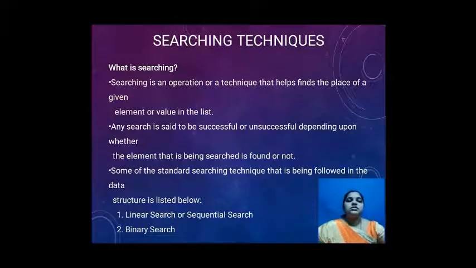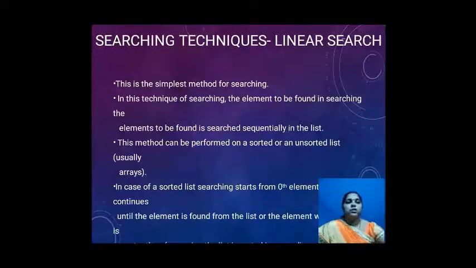The next set of techniques are searching techniques. Sorting is arranging data in some manner, and searching is a technique that helps to find the place of a given element or value in the list. A search is said to be successful or unsuccessful depending on whether the element being searched is found or not. There are two types of searching: one is linear search and another is binary search. The linear search is otherwise called the sequential search algorithm.